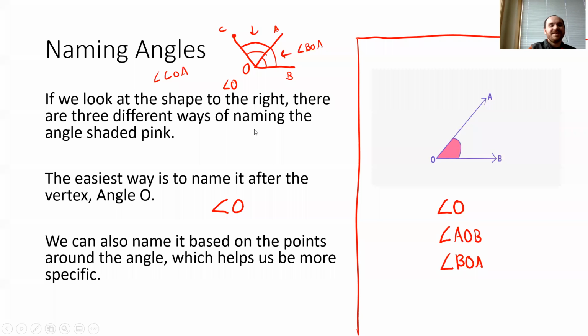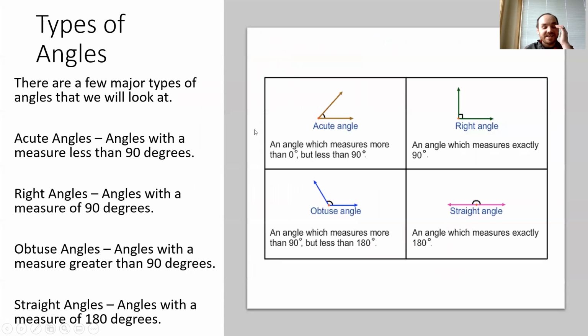Okay, I'm going to move on. So, types of angles. Now, this time, what I really want you to do is write these things, but really what you need is a drawing of each one and then the definitions. So there are a few major types of angles. Specifically, we're going to look at four. There are more types of angles than this, but we really don't need more than this. And really, we only care about the first three, but a straight angle is at least worth knowing.